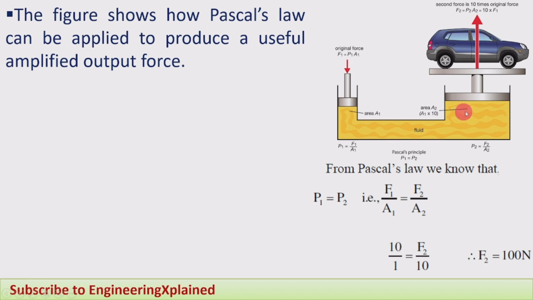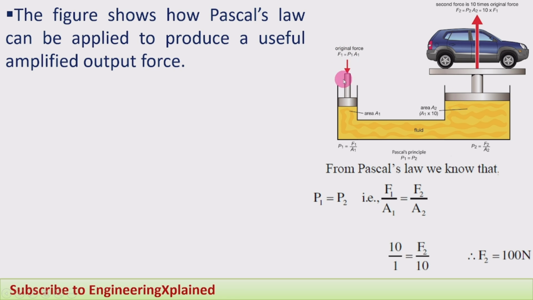The area in the second position is 10 times more than that one. Therefore, we multiply that area with the pressure, so F2 is P2 A2, 10 times the force. Here we can amplify the force, and that amplified force we utilize in hydraulics for performing many kinds of work. The best example of this is the hydraulic jack, shown here.